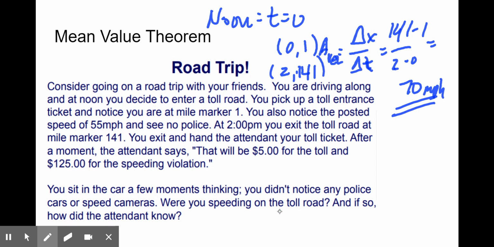Now, how did he know that you deserved a ticket? Well, he knew that you deserved a ticket because the speed limit was 55, which means that at least one moment in time on that 2-hour trip, you must have been going more than 55 miles per hour, right? Your instantaneous velocity at some time must have been more than 55 miles per hour, okay? So you deserve the ticket, all right?